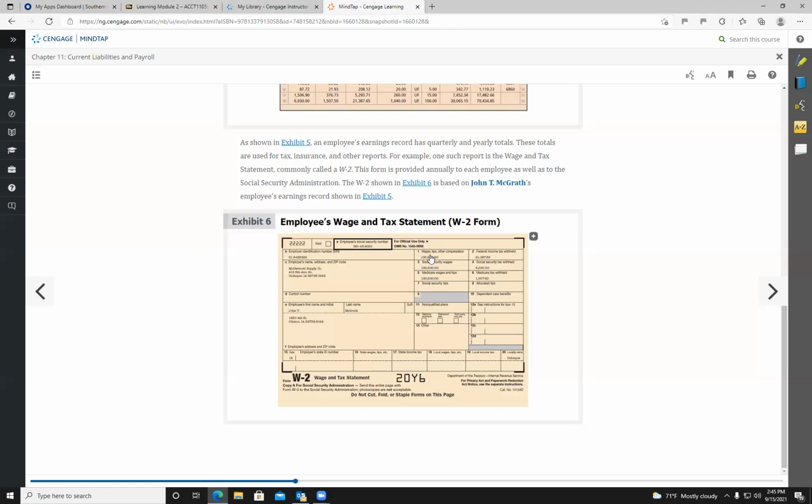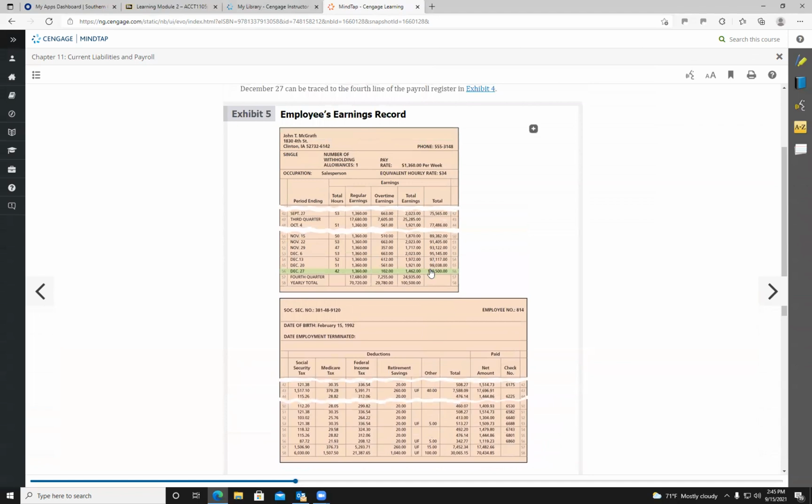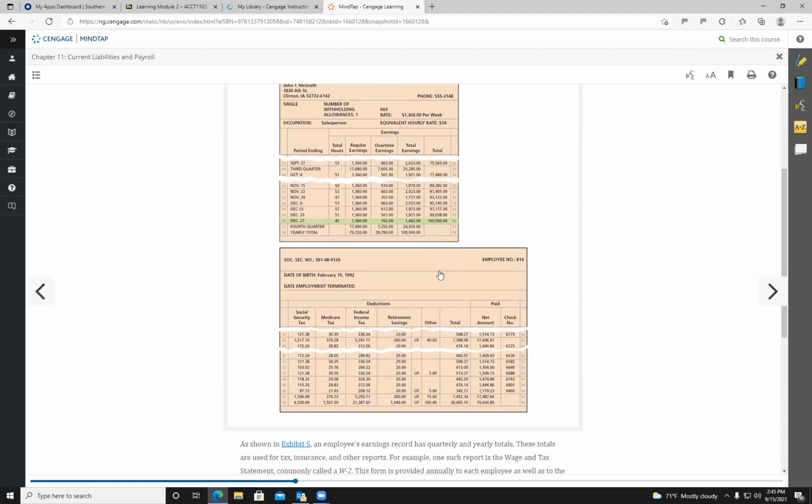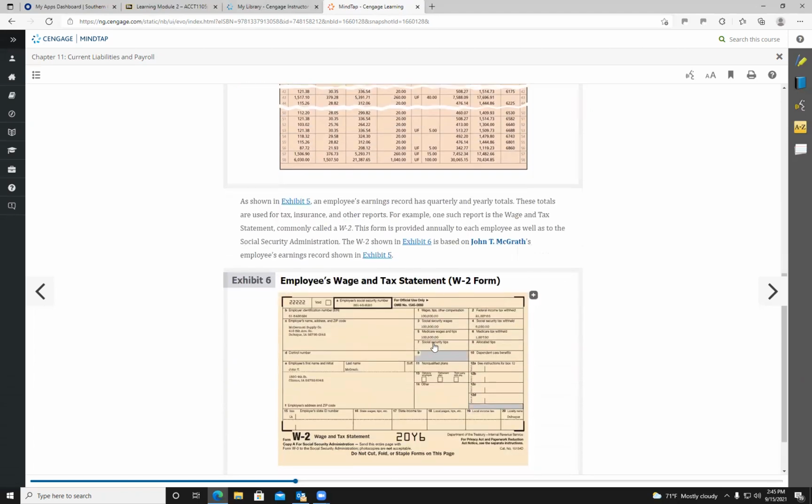In box 1, it's your total wages and tips, right? Well, that came right over here, didn't it? So this is your total gross earnings. Gross pay is before deductions. In box 1, it lists your gross pay for federal income tax withheld. In box 3, it's for your Social Security wages. And in box 5, it's for your Medicare wages.